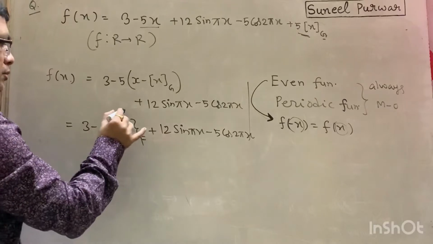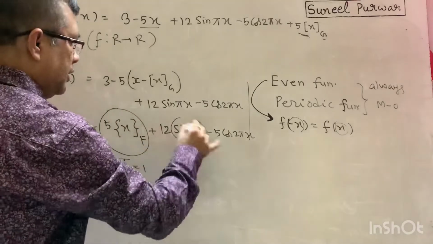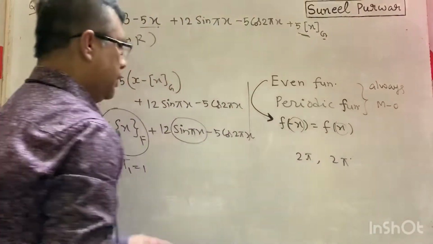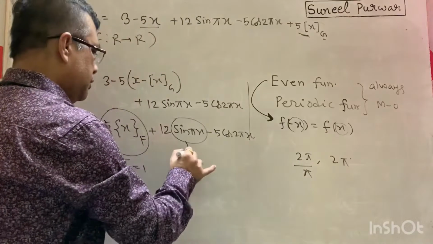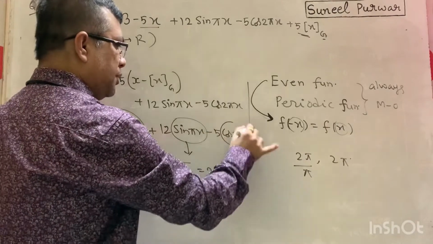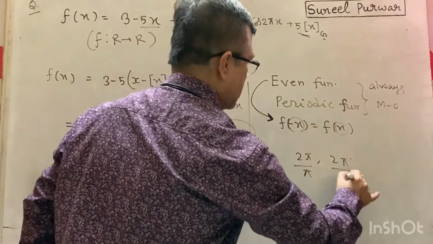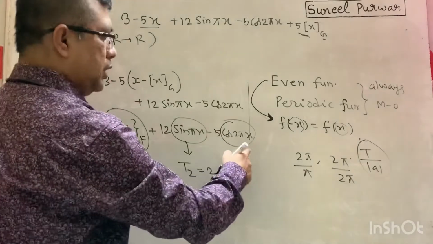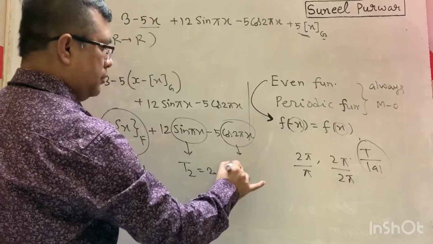Now, you know this is a periodic function. What is the period? Sine theta period is 2 pi, and cos theta period is also 2 pi. But what is the coefficient of x here? Pi. So the period of this portion is 2. On the other hand, for the other function the coefficient of x is 2 pi. Remember how to find the period? T upon mod a. So the period of this part is 1.